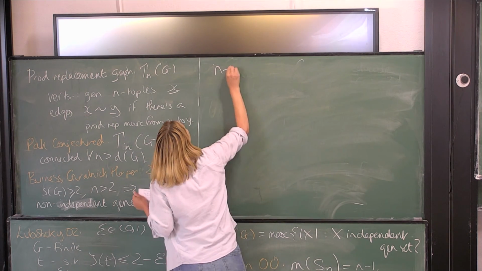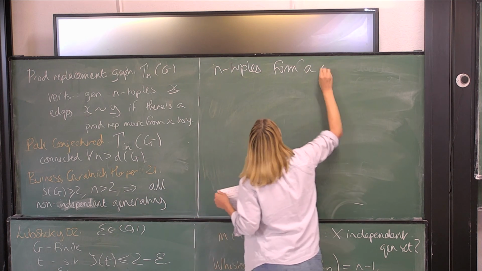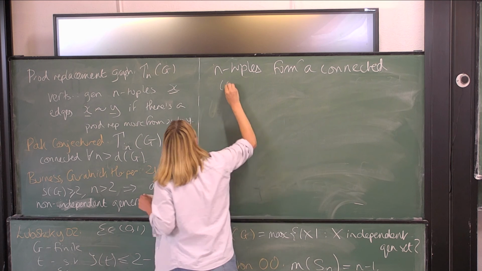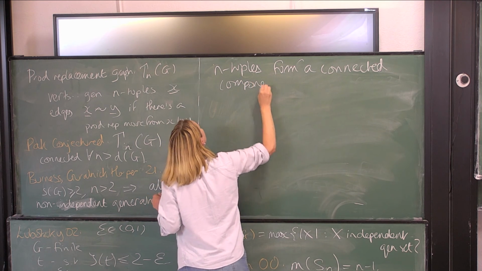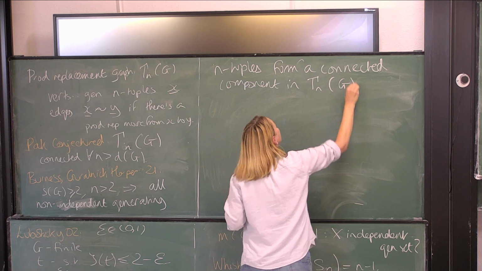Generating n tuples form a connected component in gamma n of G.